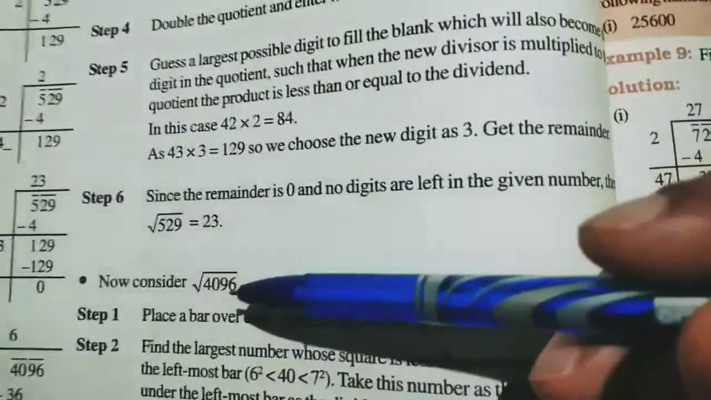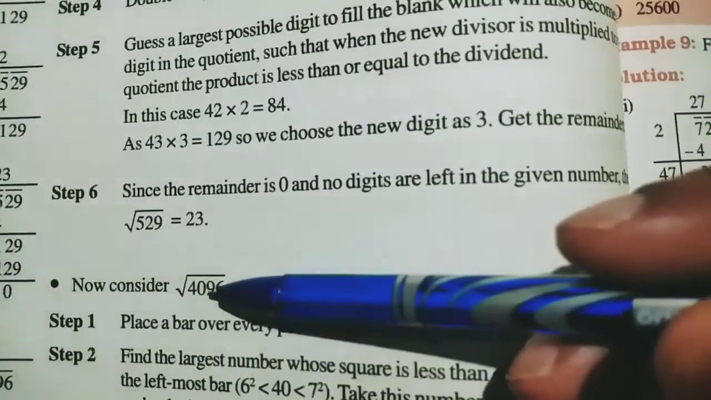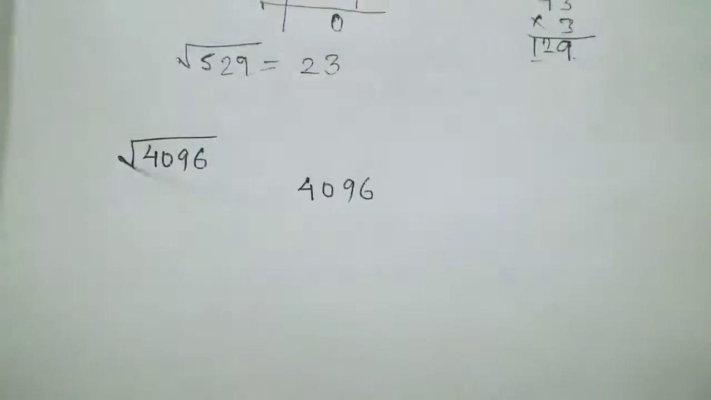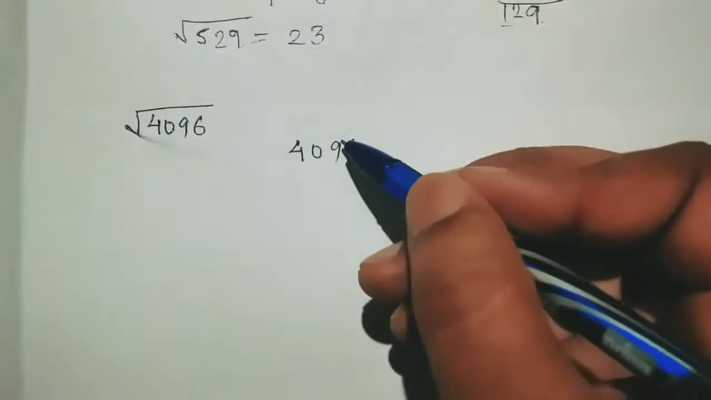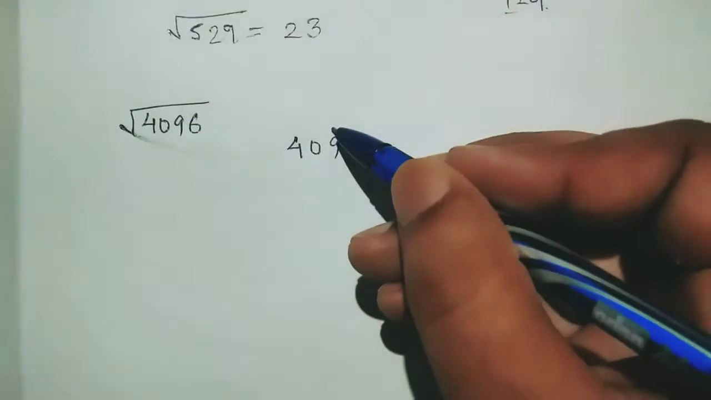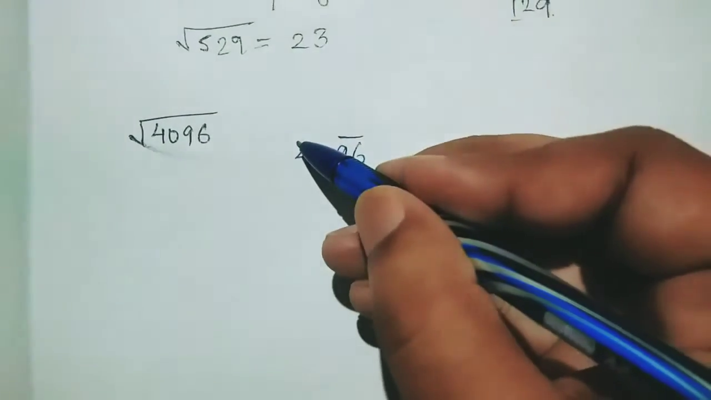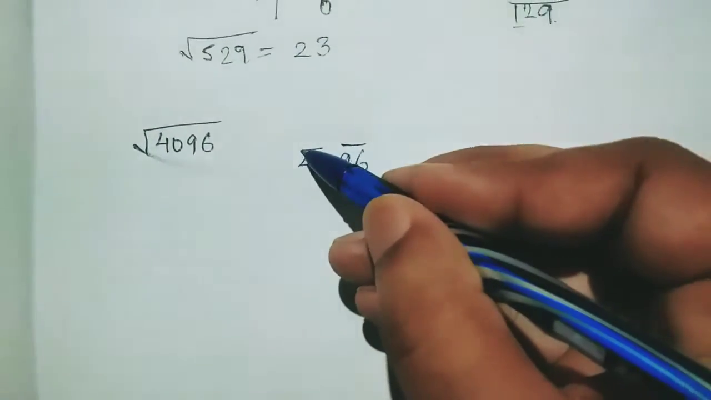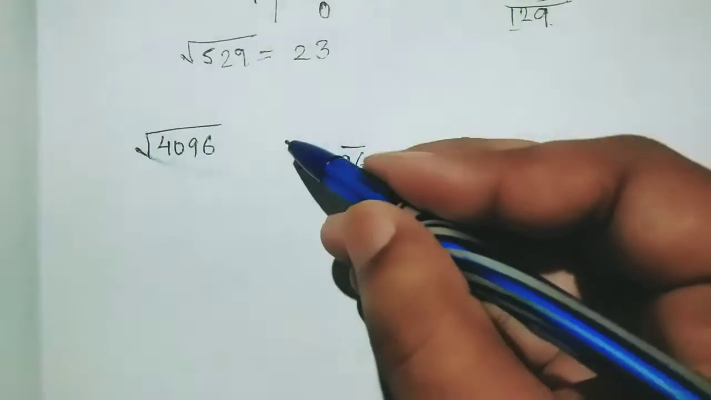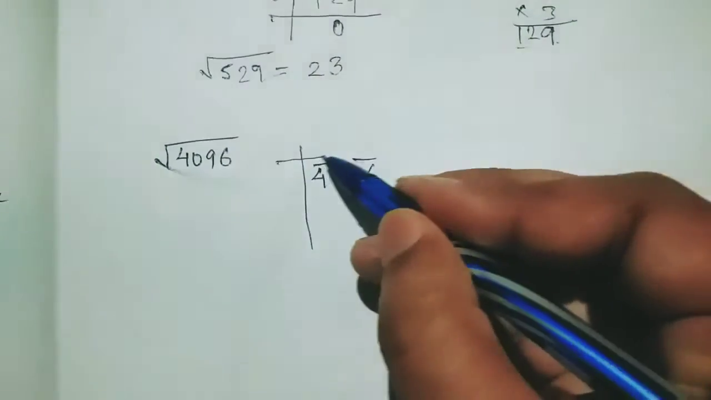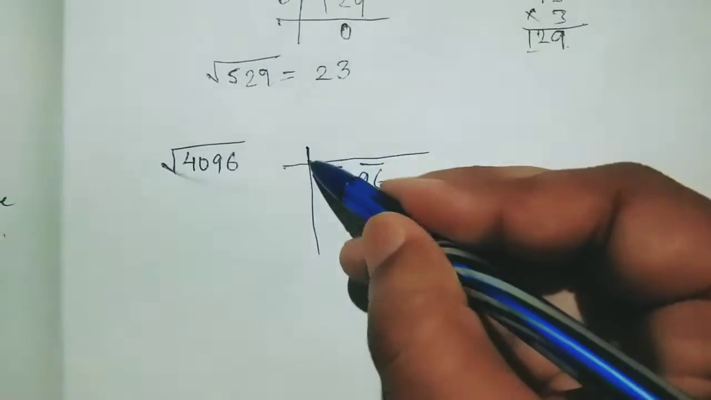Now let's do a 4-digit number, the square root of 4096. Now students, if it is a 4-digit number, then again you have to do the pairing from this side. Okay, pairing from this side, and here you can see two numbers are present, that means now they have a pair. Now again give these lines to divide.